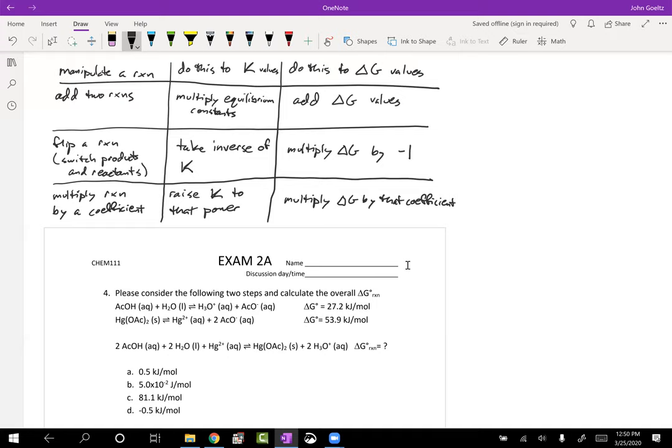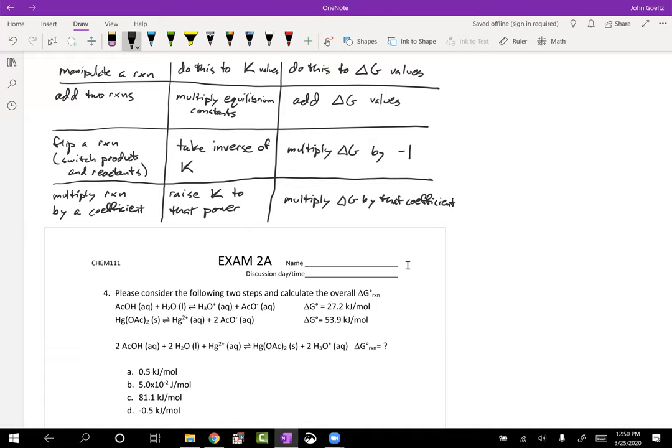And then mercuric acetate, which is this chemical right here, reacts to make mercury two ions and two acetates. And hey, this looks like an acid equilibrium and a solubility equilibrium. And one of the things that I like about chemistry is that the same rules apply no matter what the case is. That is, products over reactants is still products over reactants.